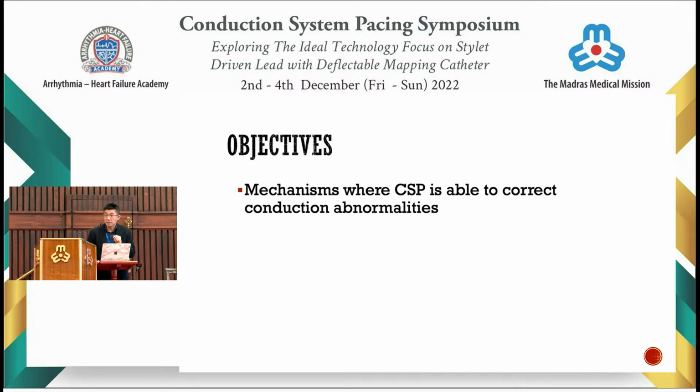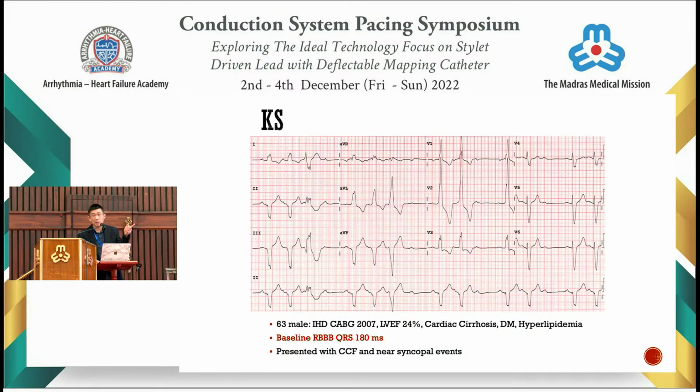So, objectives of this study. What would you do with this patient? ICD goes in, CRT goes in. How do we fix something like that? What is the mechanism of this? Can we correct it with a His bundle? Can we correct it with a left bundle? That's more interesting here, isn't it?